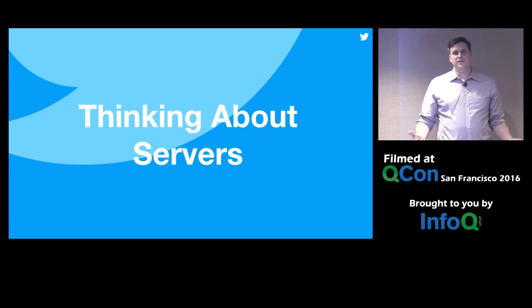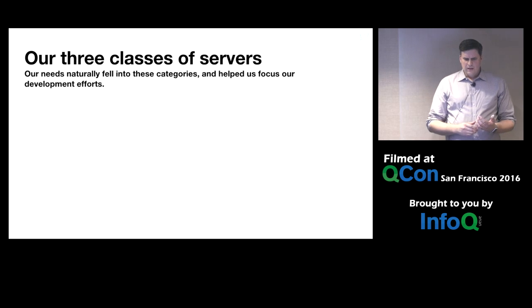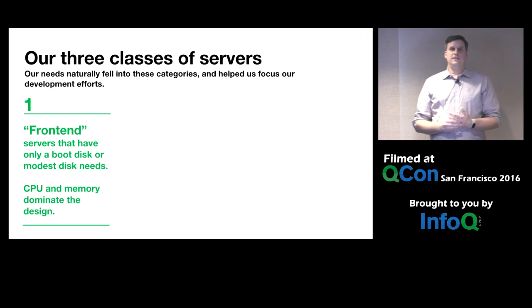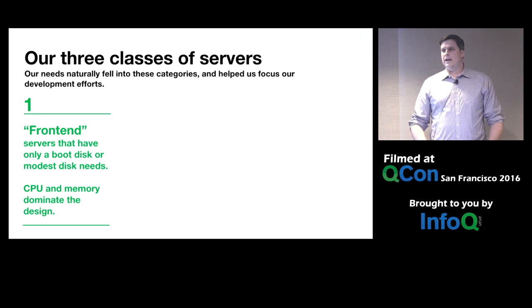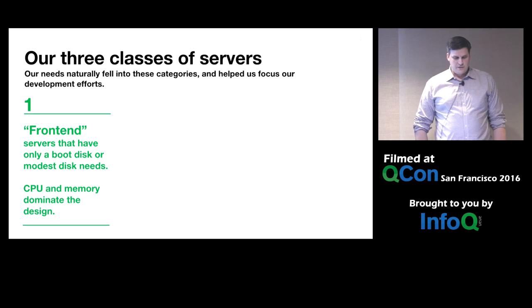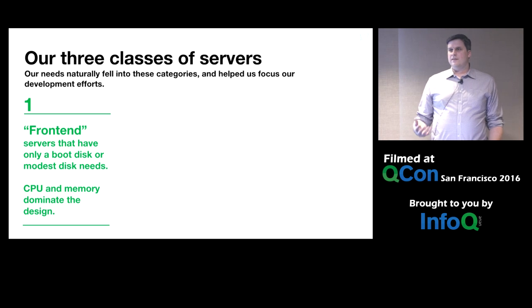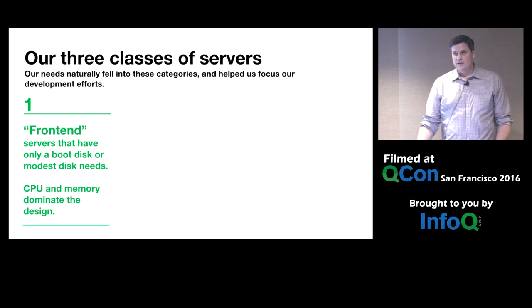So this section is about how we thought about our servers. We have three major classes of things that we found we were deploying, and this was even before we decided to design our own servers. We have these servers we call front ends. This is a server that is really dictated by the amount of memory and the amount of compute power we need in the server.